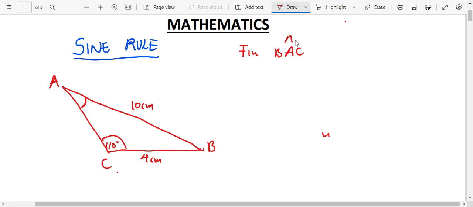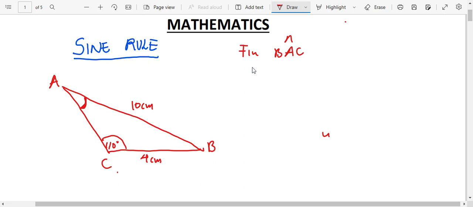So when you see BAC, it means that the angle that you are finding is the angle in the middle. So you are finding the angle A. This is the angle A that you are finding, right? So to be able to find this angle, what are we going to do? If you look at this question, you've been given the angle A, you've also been given the angle C. You've been given the side which is opposite to A, and then the side which is opposite to C and also the angle C. Meaning you can find the angle A.